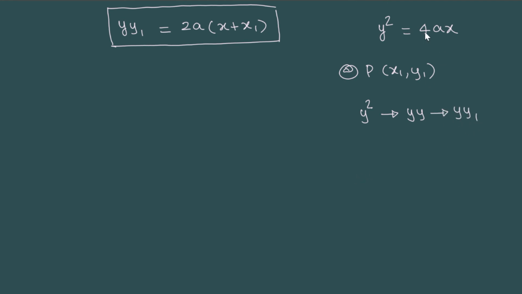Whereas on the other side you don't have x square, you just have x. So you try to take 2x there. So this 2x can be written as x plus x and one of the x's becomes x1. So you basically have x plus x1. So that is how we can immediately write the equation of the tangent here. Okay, so you can keep this in mind.